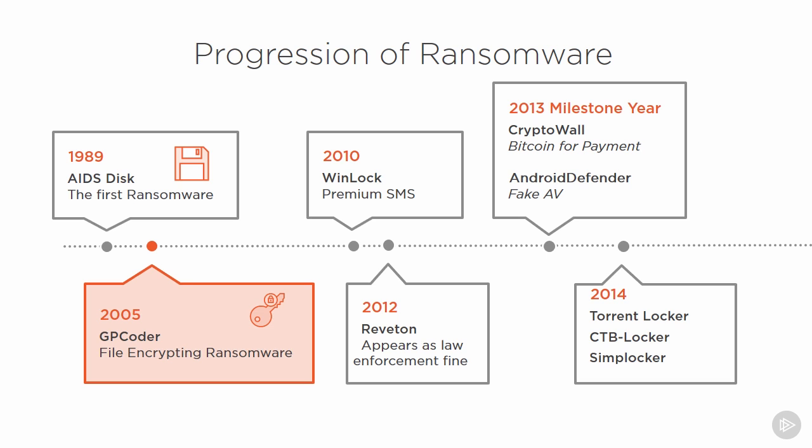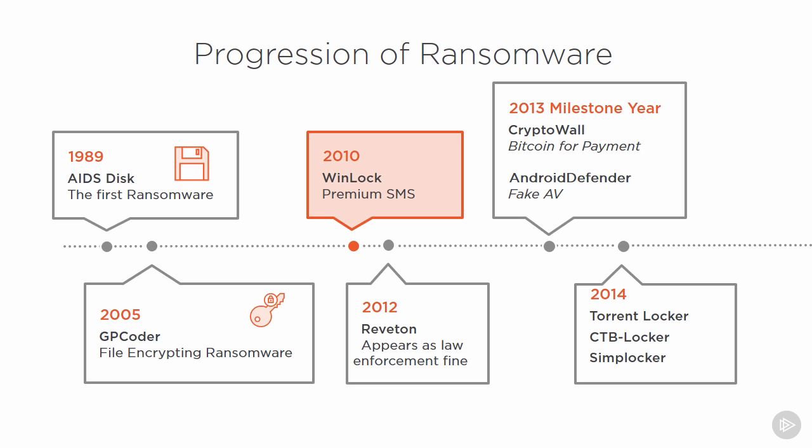In 2005, a variant known as GP Coder was discovered. This malware was identified in May 2005 and affected a number of different Windows operating systems. Again, this ransomware encrypted files, deleting the unencrypted versions from the system, and demanded a ransom to be paid.